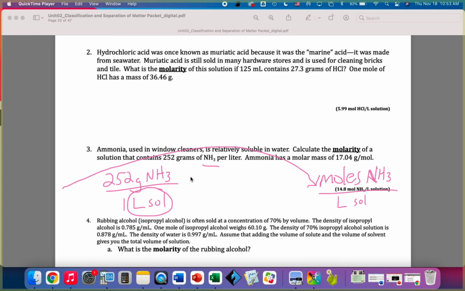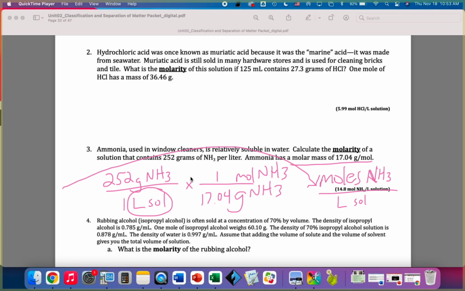If I knew how much NH3 weighed per mole, we could solve this. Well, you could go to the periodic table, 14.01 plus 1.01 times 3. So we're talking about, what, 17.04? And sure enough, it tells you it has a molar mass of 17.04. So we want to cancel grams of NH3. We want to go to moles of NH3 because that's what our roadmap says. 1 mole is 17.04.